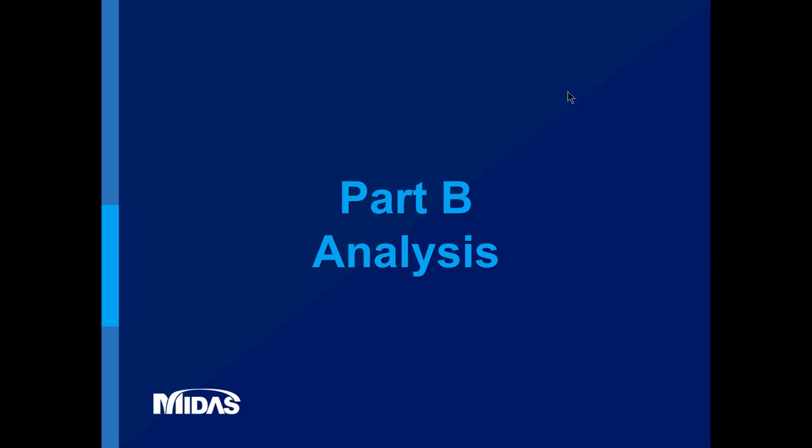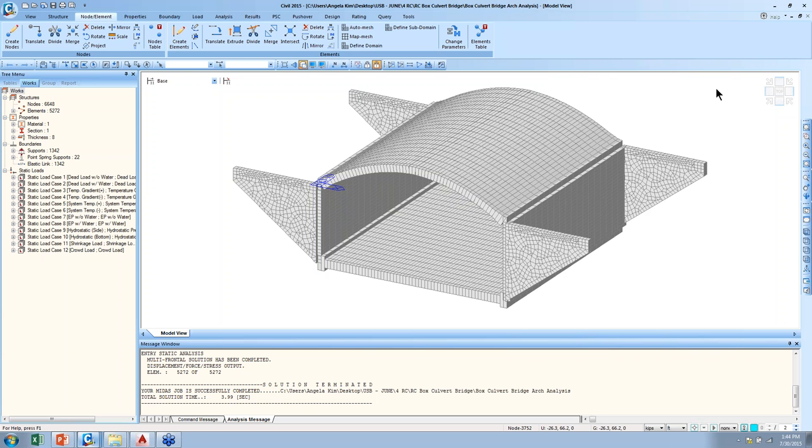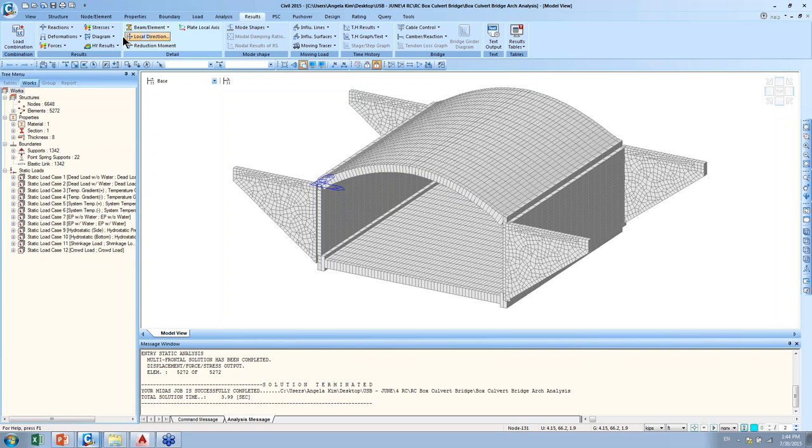Okay. Now moving on to the analysis portion. The first portion that I want to cover about reviewing the analysis is just using the regular diagram and tables. And let me show you that in the program too. For a 3D model like this, and even for a 2D, you can always go to Result and find a bunch of the basic diagram and table results over here.